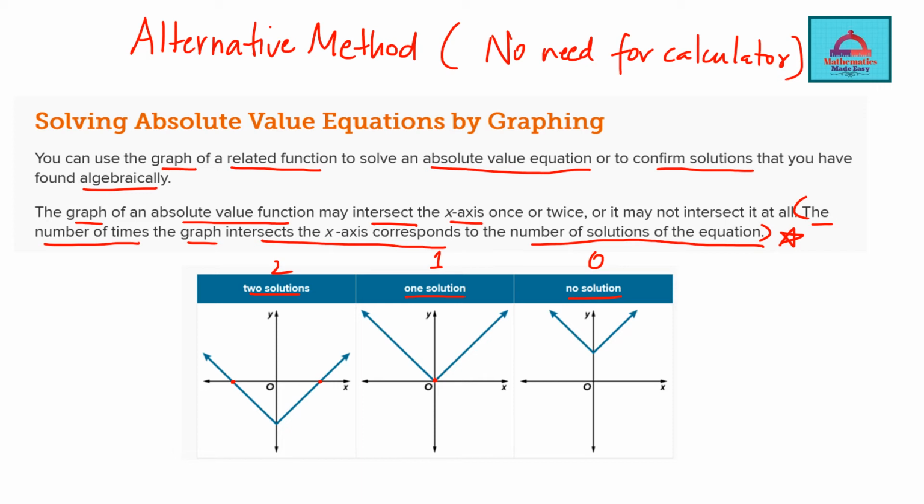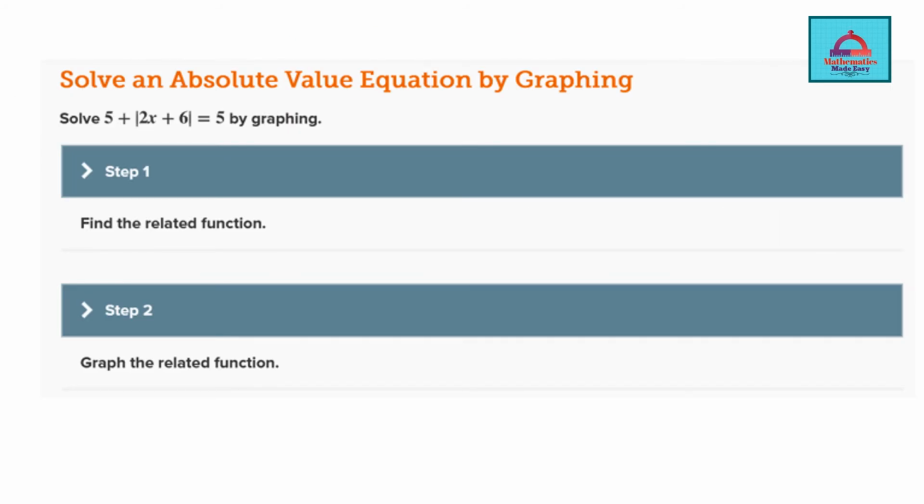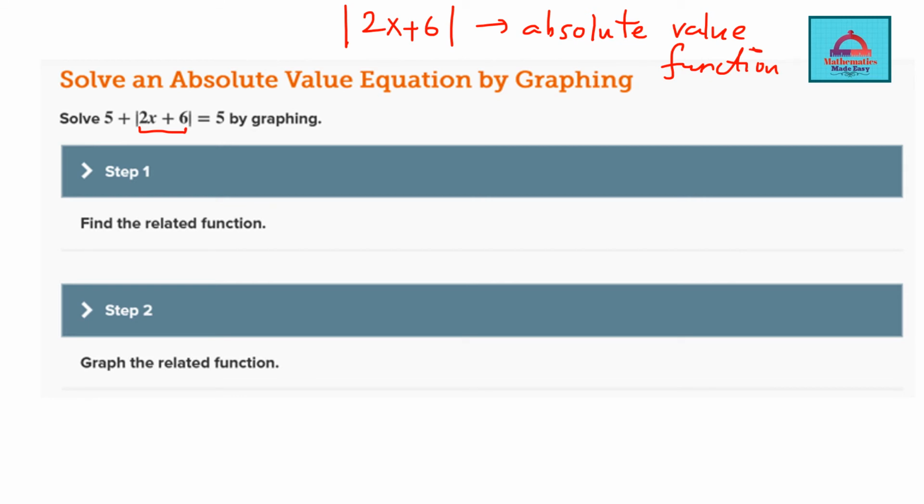So let's see an example of how we can apply this method and get our solution. Okay, so this is the absolute value equation. As you can see, it has an absolute value function. In case you have forgotten, these two bars, if you have a variable inside, like here you have 2x plus 6, this is an absolute value function. When I say solve this absolute value equation, I mean that I need the values of x. So step 1, you will find the related function, and step 2, you will graph it.